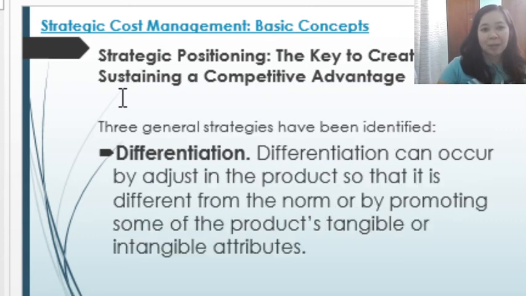Okay, so differentiation can occur by adjusting the product so that it is different from the norm, or by promoting some of the product's tangible or intangible attributes. So again, the bottom line here is that you have a unique feature that cannot be seen or observed or experienced from the products that are being offered by your competitors.